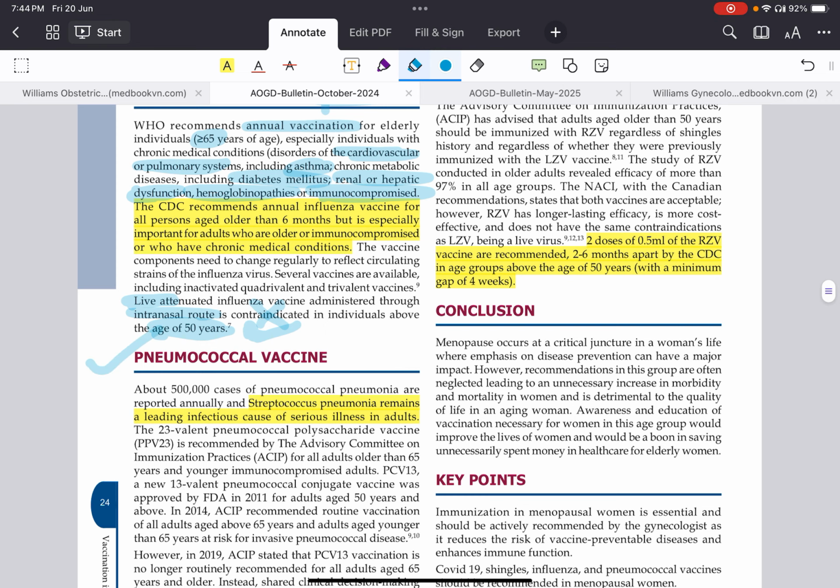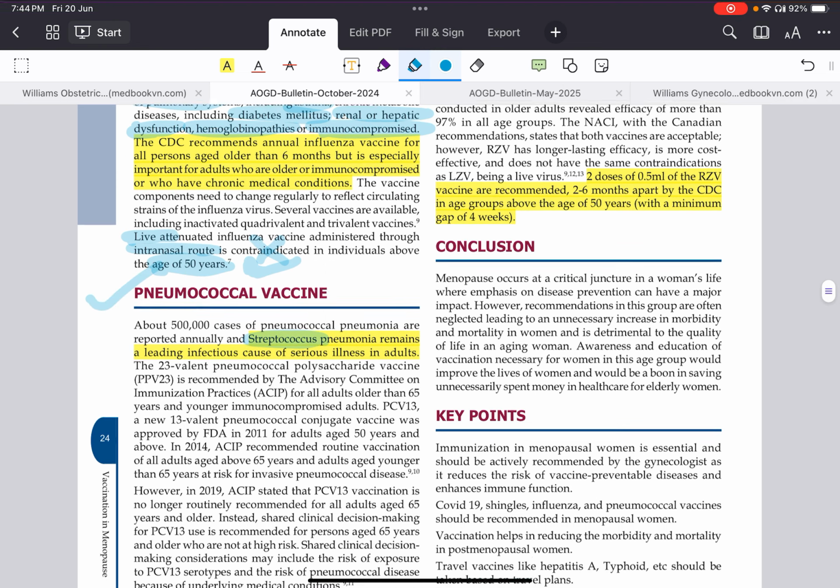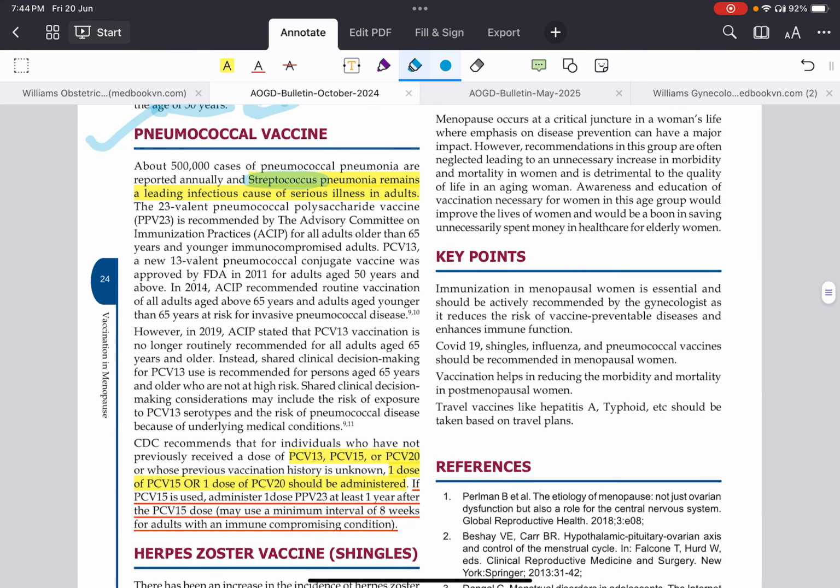Next, the pneumococcal vaccine. It protects against Streptococcus pneumoniae, a leading cause of serious illness. There are different types of pneumococcal vaccine: PCV13, PCV15, PCV20. At least one dose of PCV15 or PCV20 can be given. If PCV15 is used, administer a dose of PPV23 at least 1 year after PCV15. A minimal interval of 8 weeks may be used in immunocompromised conditions, so you should keep an 8 week interval.